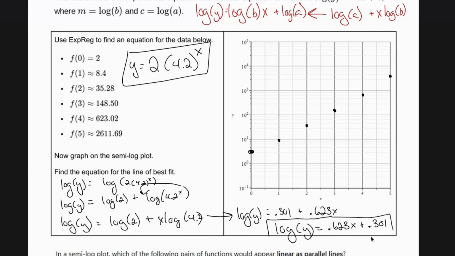Now, here's another thing, all right? Notice that my slope comes directly from 0.623, which was log base 10 of 4.2. The b here gives me my slope for the semi-log plot line of best fit. Why did I just say that?